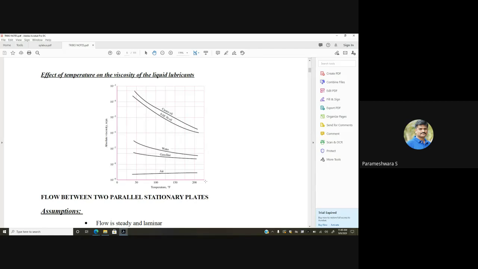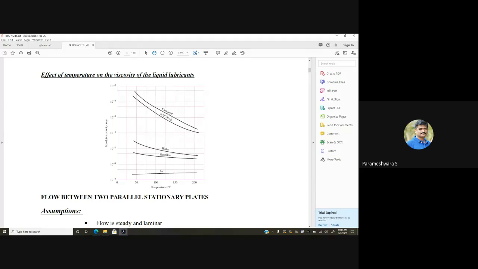So just go through that. I will send you the soft copy of the data handbook very soon. Just refer to it. So when you observe this graph, the observed viscosity is plotted on the y-axis and the temperature in Fahrenheit is plotted on the x-axis.